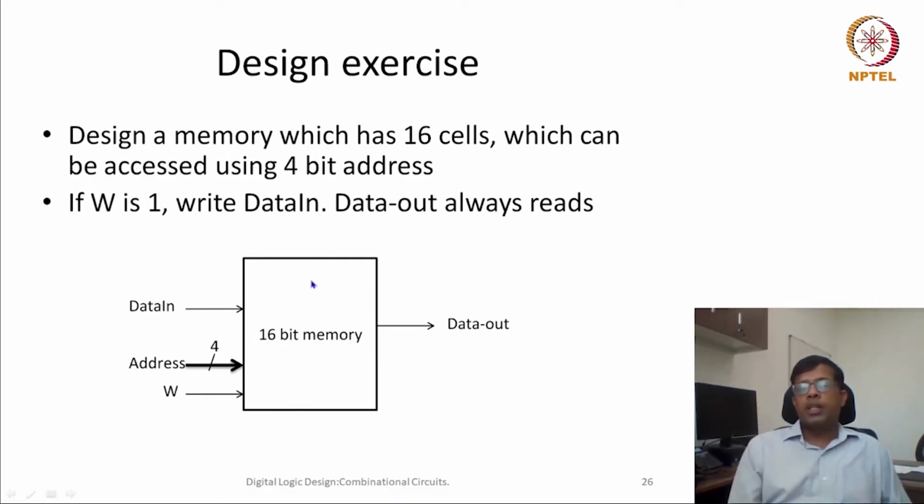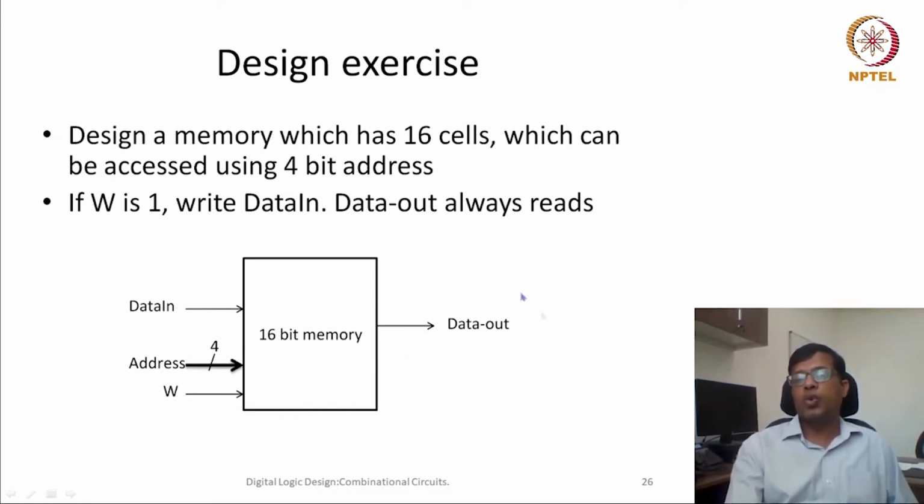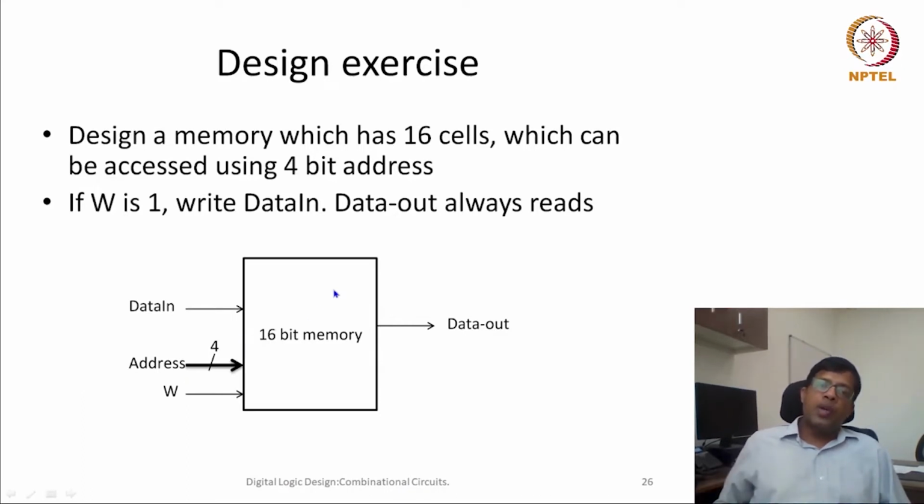So in other words, if my W is 1, then data in will go to that particular address. If W is 0, then whatever address is given, data out will read out from the memory cell that this address is pointing to. Now I want to design a circuit which will do this functionality.